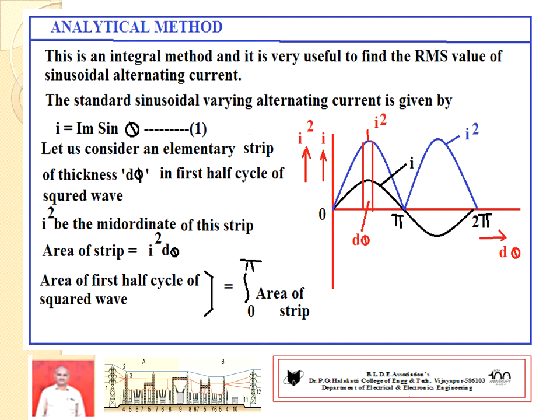If I consider for half cycle only, then integration limit that I should take 0 to pi. If you take full cycle, then 0 to 2 pi. Now I am taking half cycle only, so my integration limit is 0 to pi. Therefore, area of half cycle of squared wave is equal to integration from 0 to pi of area of strip. Area of strip equal to i square into d theta.